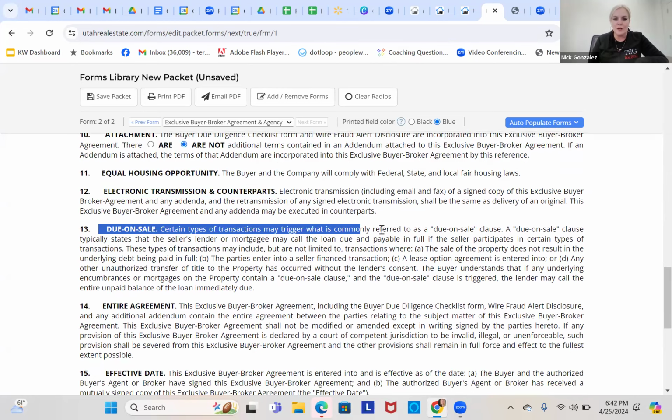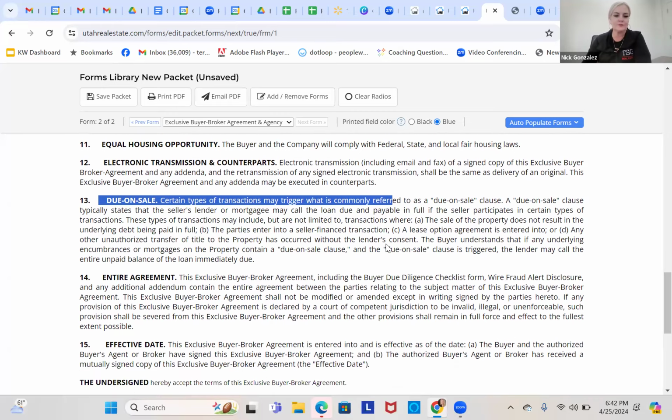Due on sale clause. This is just like the seller side. It says there are certain transactions that could trigger a due on sale clause, which means the mortgage company could call the entire loan due in full. We want to make sure that the seller understands that and is able to participate in that transaction. When you're working with a buyer and you're doing one of these transactions, we just want to make sure that it is going to be allowable by that property, by that mortgage company.